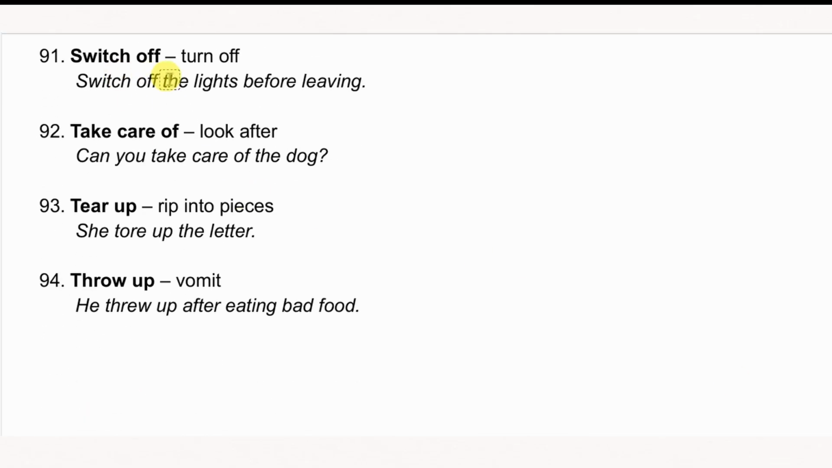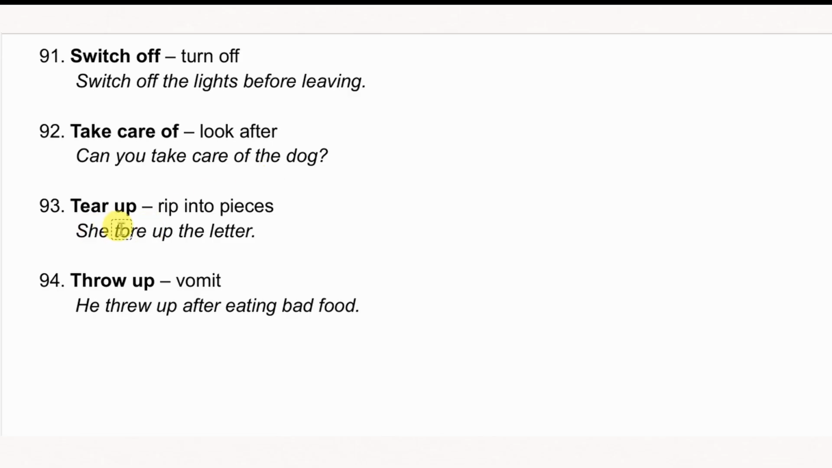Here we have to switch off. To switch off means to turn off. And the opposite of this is switch on, which is to turn on. Switch off the lights before leaving means turn off the lights before leaving. Take care of. This is to look after. We talked already about look after. This phrasal verb, look after. Can you take care of the dog or can you look after the dog?